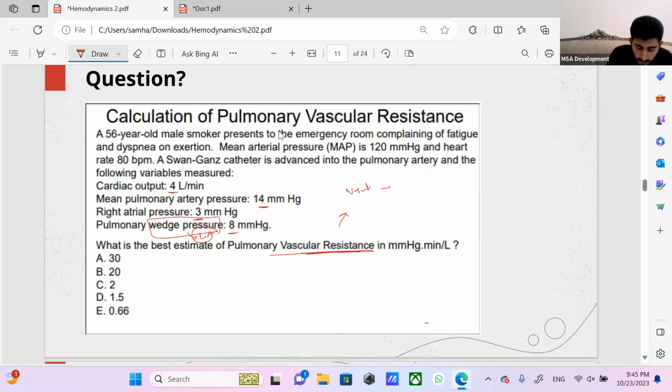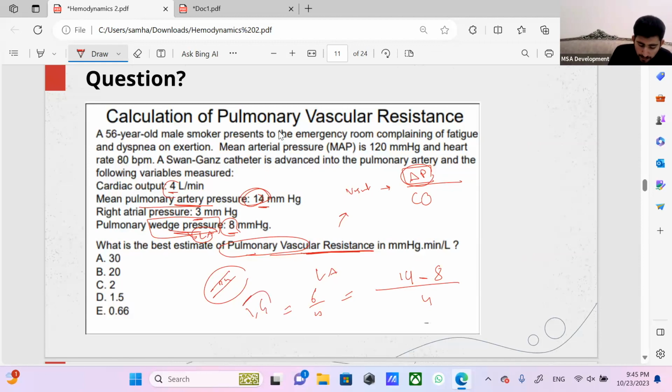Vascular resistance of the pulmonary is the difference of pressure over the cardiac output. And it's the difference of pressure of what? Since it's pulmonary, okay? It's from the pulmonary artery and the left atrium. And the pulmonary artery, we have it here. Where is it? Yeah, mean pulmonary artery is 14. So we put 14 minus. Where is the left atrium? It's the wedge pressure, which is 8. 14 minus 8 over the cardiac output, 4. It will be 6 over 4. It will be 1.5.